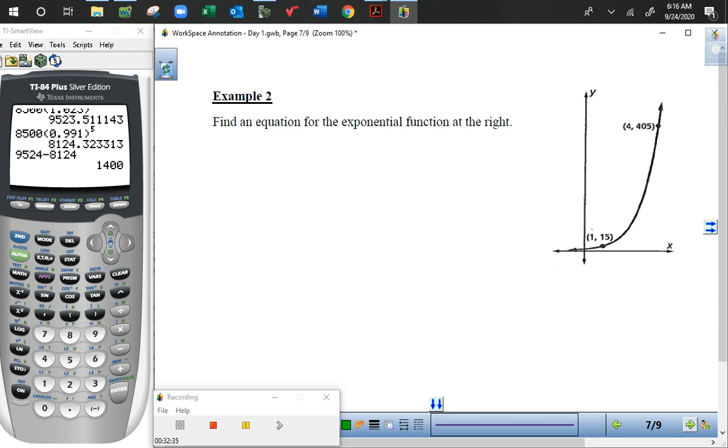And all we're going to do is start out by writing both of these as an ordered pair. And I always recommend that you write the bigger one on top. Okay, and I'll talk about why here in a second.